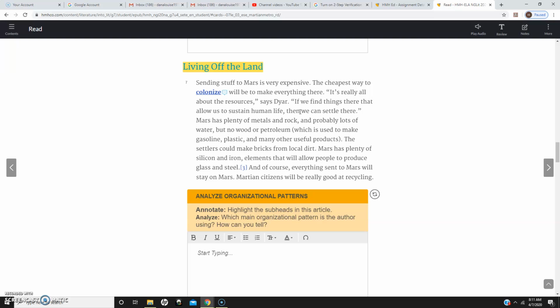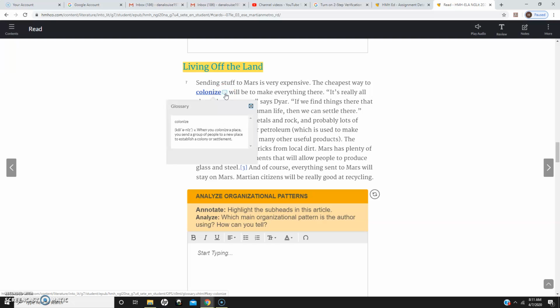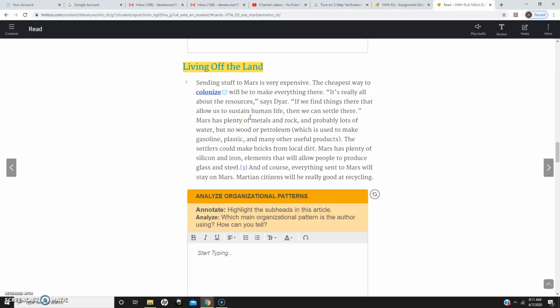Sending stuff to Mars is very expensive. The cheapest way is to colonize. So remember, if you're not sure about the term, you click on it and it gives you information about that word. Will be to make everything there. It's really all about the resources, says Dr. Dayer. If we find things there that allow us to sustain human life, then we can settle there. Mars has plenty of metals and rock and probably lots of water, but no wood or petroleum, which is used to make gasoline, plastic, and many other useful products.